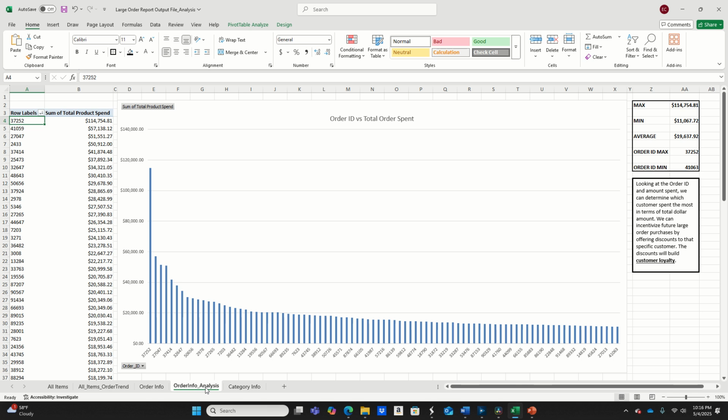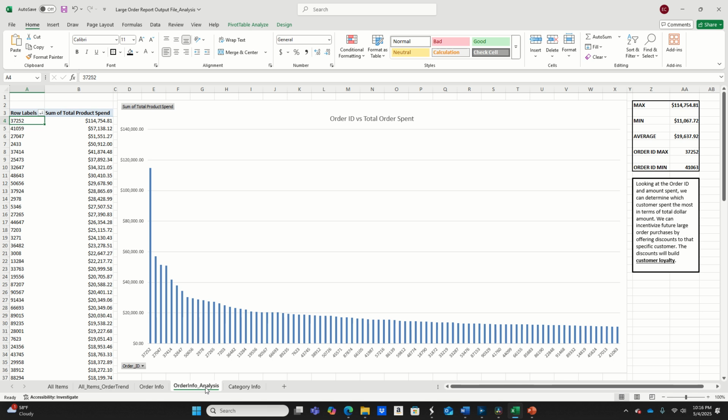What I found was that order ID 37252 spent the most in terms of dollar amount spent, although it appears that this was a one-time large order purchase. We can incentivize future large order purchases by offering discounts to that specific customer.